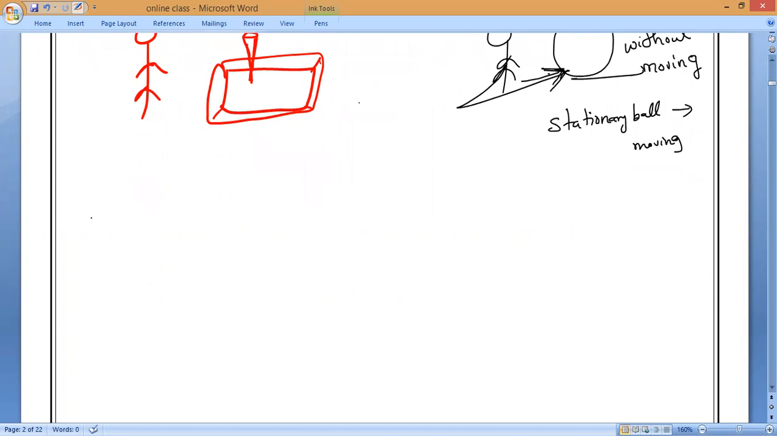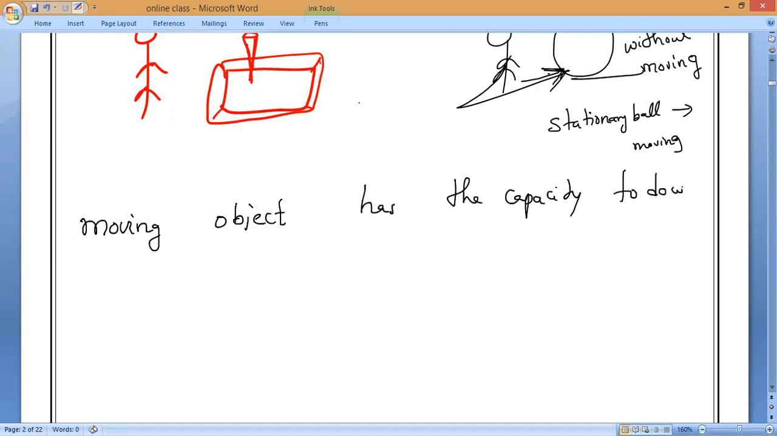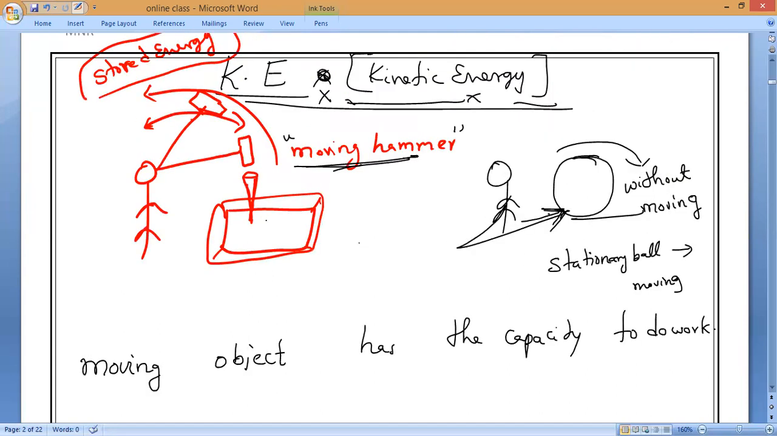All of you should remember this point, the definition: a moving object has the capacity to do work. Now, a moving hammer is doing some work. What is the work being done by the hammer? Moving hammer, anybody? It is driving the nail into the wood.